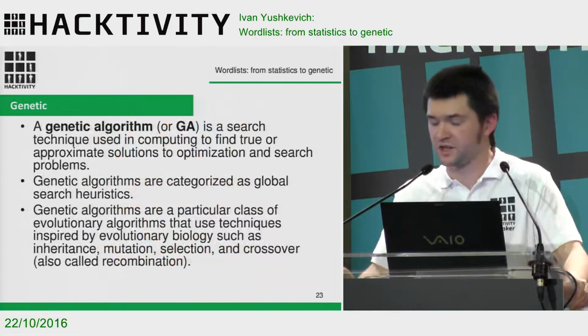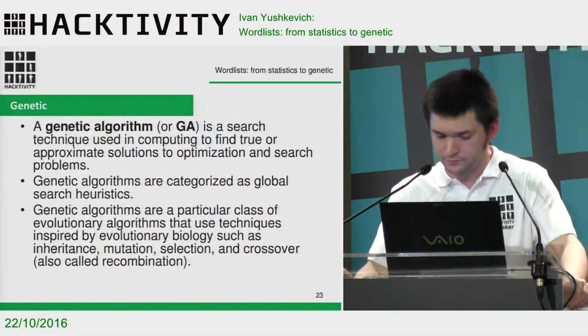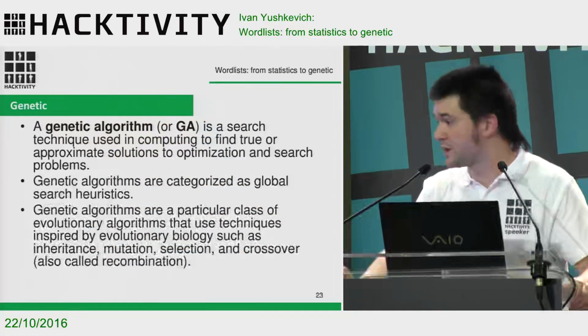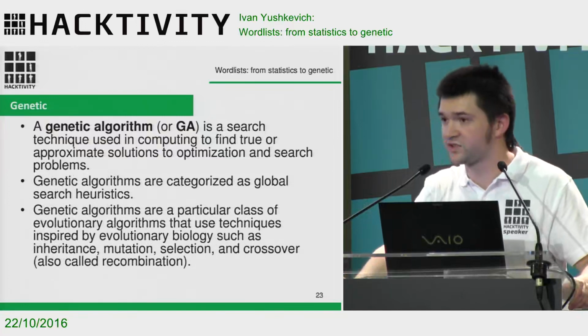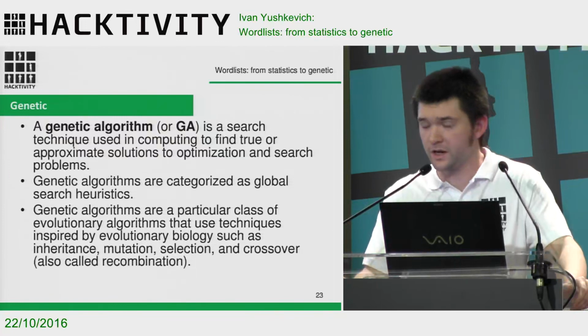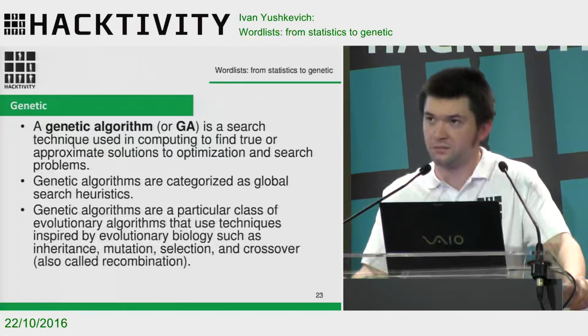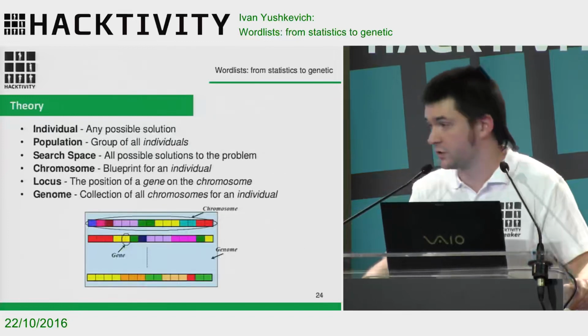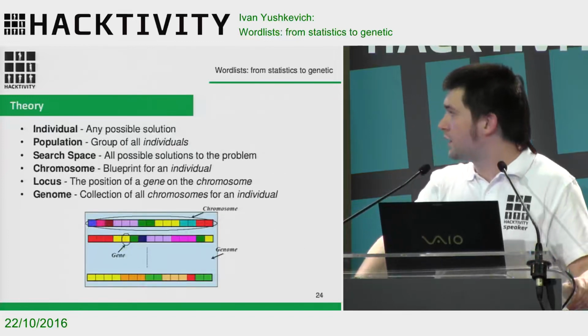To solve this problem, genetic algorithms can be used. They are good for search optimization and for finding approximate solutions. In the next few slides, I try to describe their basic concept and how they can be applied to create better, or maybe not, word lists. First of all, some theory.